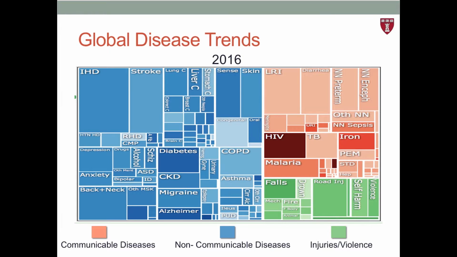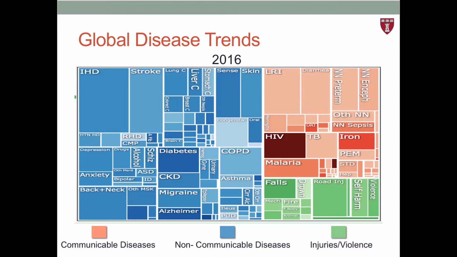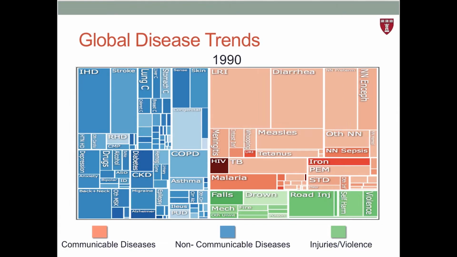So the orange are infectious diseases like HIV/AIDS and diarrheal disease. The blue group is non-communicable diseases or chronic illness like cancer, diabetes, heart disease. And the green group is violence and injuries like motor vehicle accidents. So just look at the relative size, and what do you see? Primarily in 1990, the largest group was represented by communicable diseases.